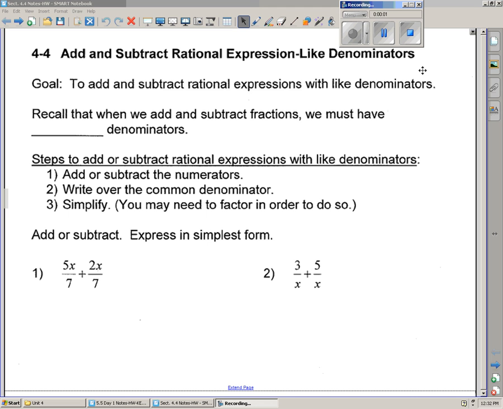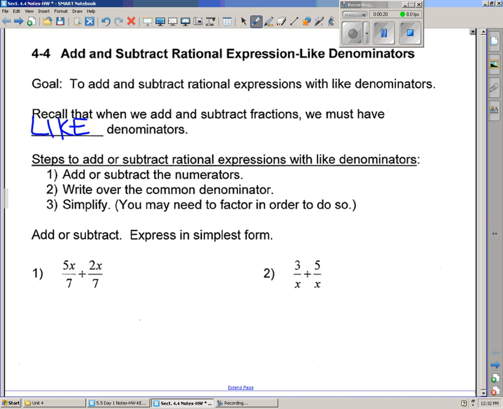So for today's lesson, we are going to add and subtract rational expressions that don't have like denominators, no, that do have like denominators, sorry. So these are with like denominators. Recall that when you add and subtract, you must have like denominators.